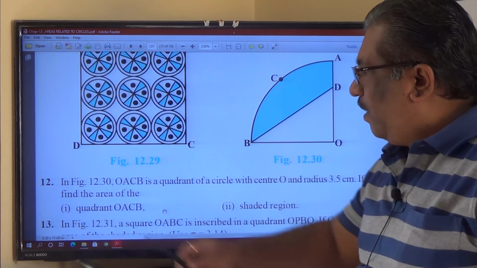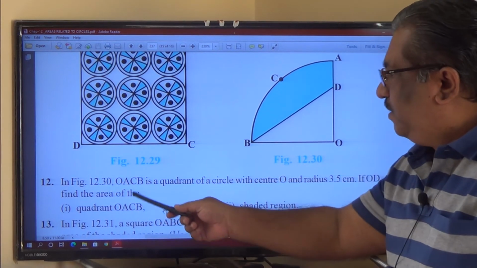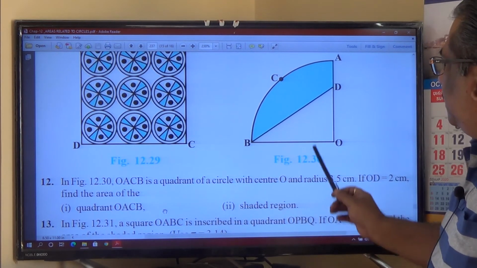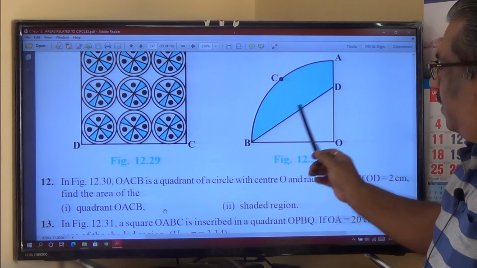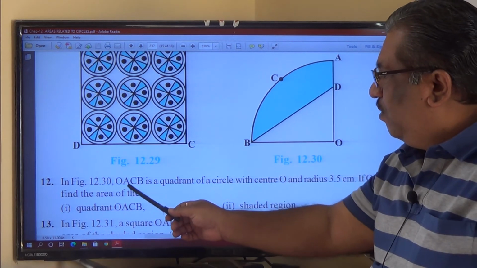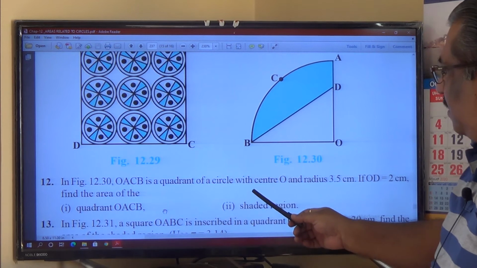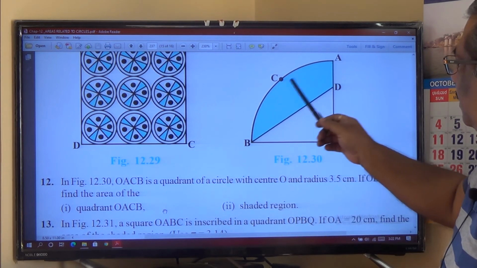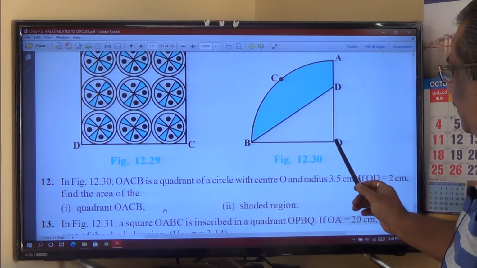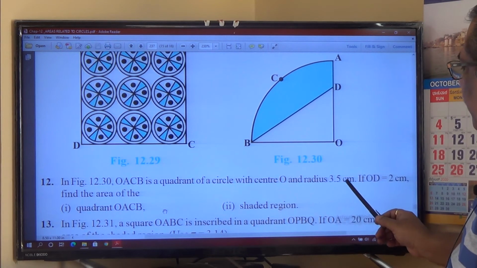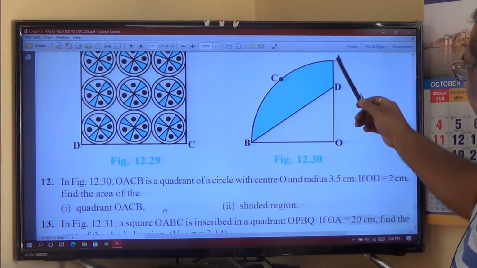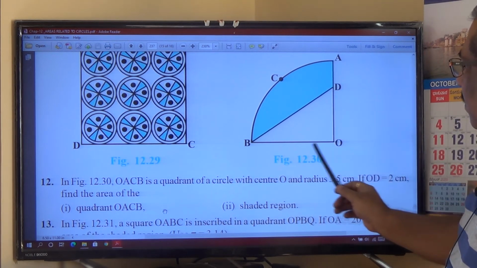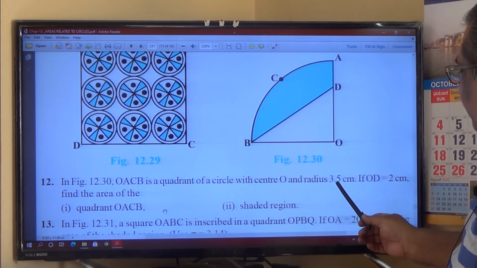Question number 12. In figure 12.30 is this diagram. So this figure refers to this question. OACB is a quadrant of a circle with center O and radius 3.5 centimeter. OA equals 3.5 centimeter. OA or OB both are same, 3.5 centimeter.